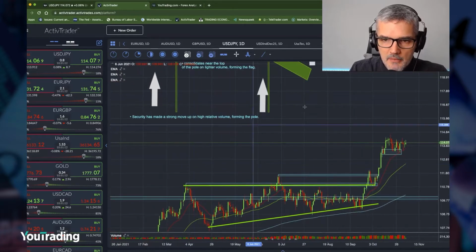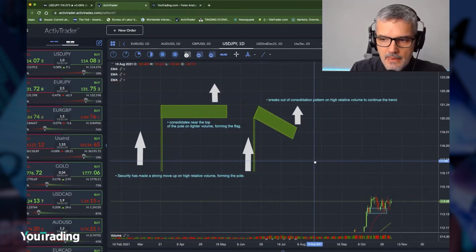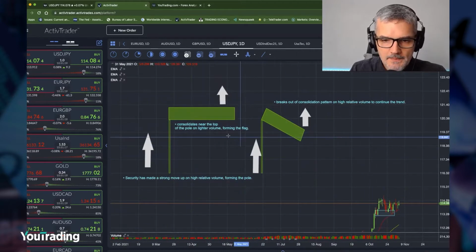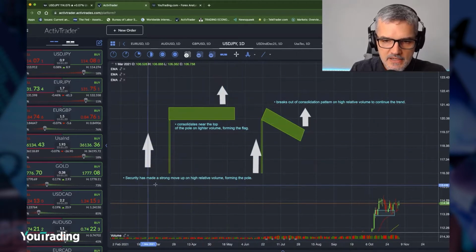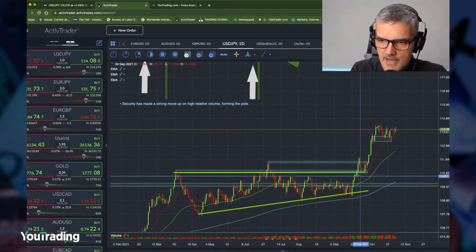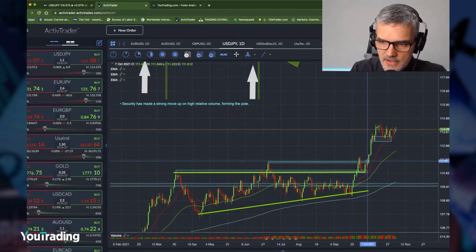Right, what sort of pattern are we going to look for? Essentially, I think the price action is creating a bull flag. Now you need to see the security has made a strong move up on high relative volume, forming the pole. So we had this breakout, retest, continuation higher.